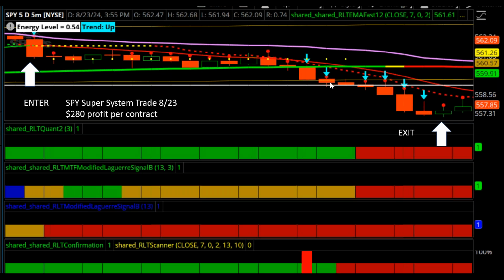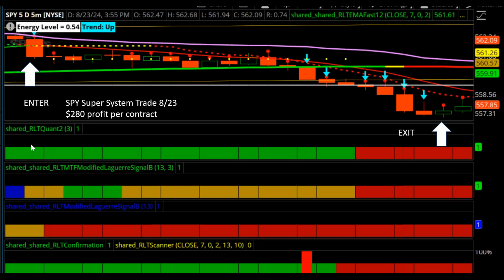I was watching this very carefully to make sure that it didn't bounce off the pivot point and head back up, which it didn't. And then it flushes down right here, and then we get out right here. All right, so that was probably an hour-and-a-half trade. $280 profit per contract on one of these. So if you have 5 contracts, that's almost $1,500. 10 contracts, about $2,800. But that's a perfect setup.